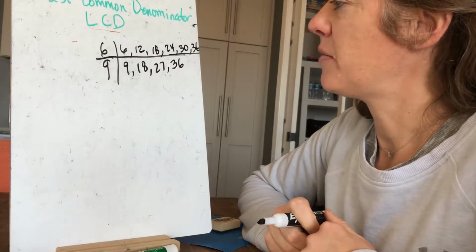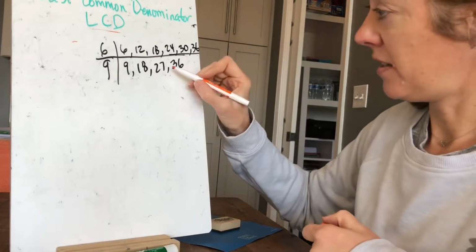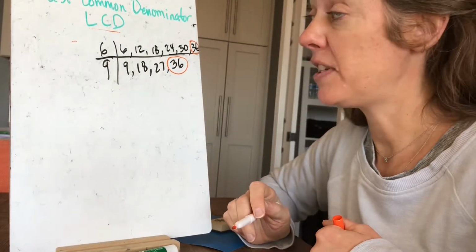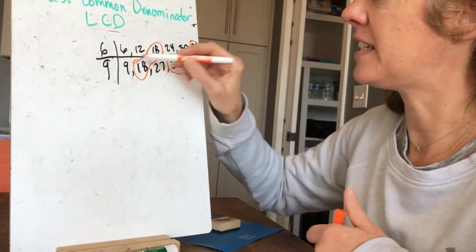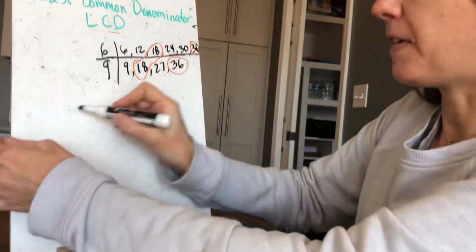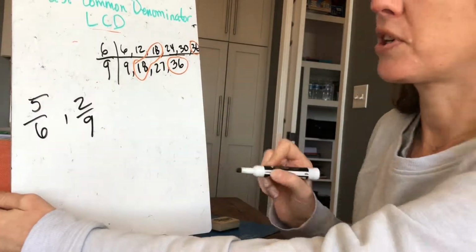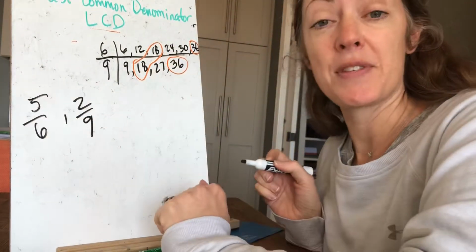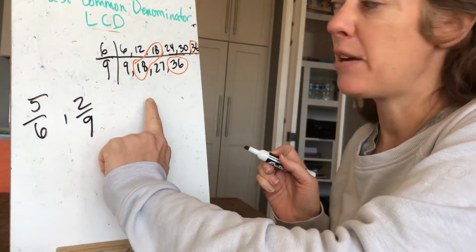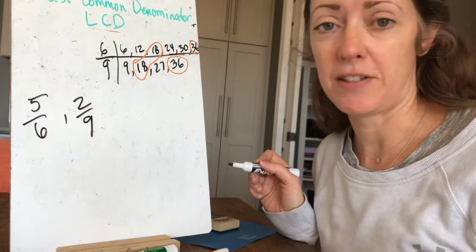Do we see a common multiple yet? Well, 36 is a common multiple, isn't it? But is it the lowest? No, it is not. You should have noticed that 18 is also a common multiple. So what are we working with? 5/6 and 2/9. We're going to put both of these into 18ths as our common denominator because it is the lowest common denominator. And when we use the lowest common denominator, it makes adding and subtracting fractions much easier.